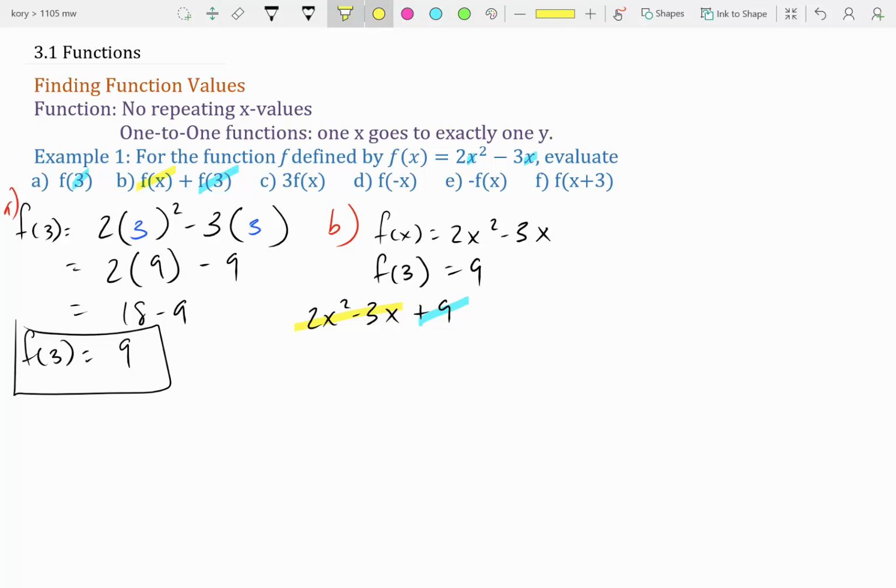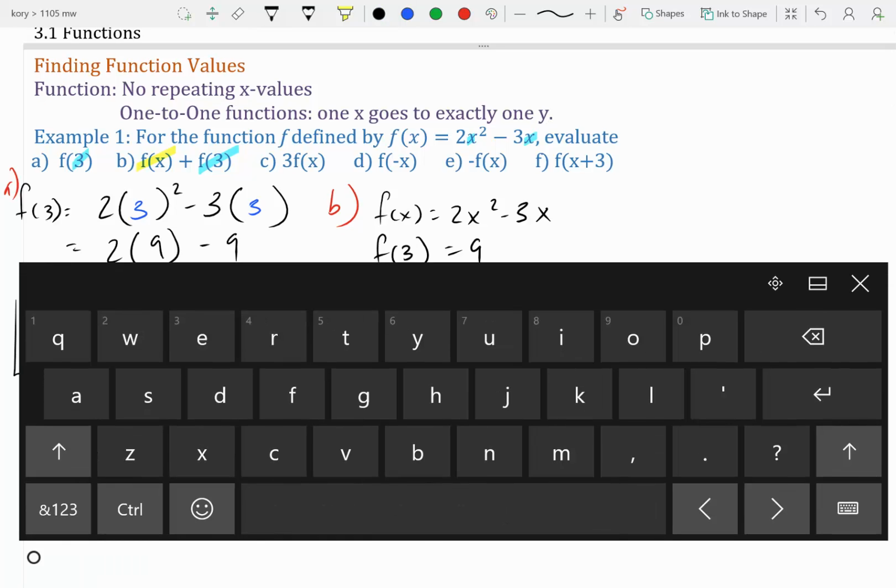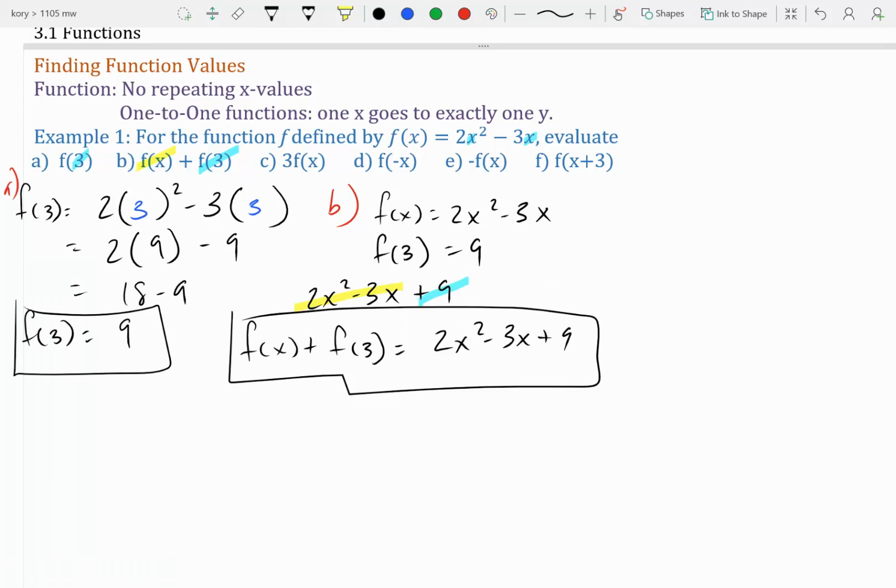And of course, simplify it if you can, but in this you don't need to factor anything, but combine like terms. Don't do anything more than that, just combine like terms. So f of x plus f of 3 equals 2x squared minus 3x plus 9. You notice how I'm writing this answer? I put f of x plus f of 3. In part A, I put f of 3. If you're reading this, you're telling the person what you did. You're telling them that you took f of x and you added it to f of 3.